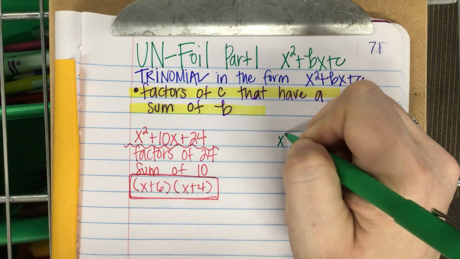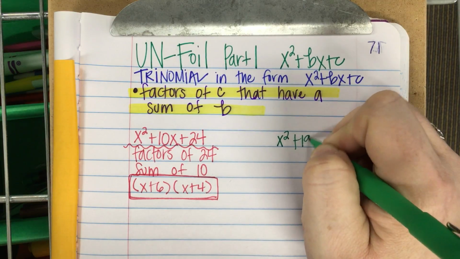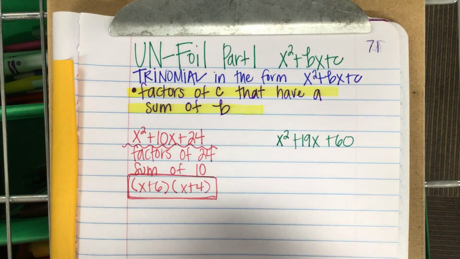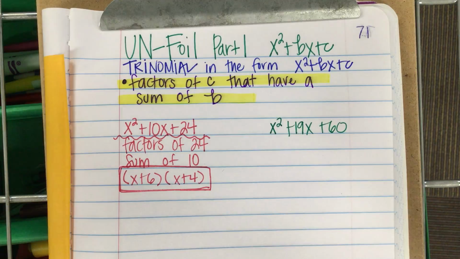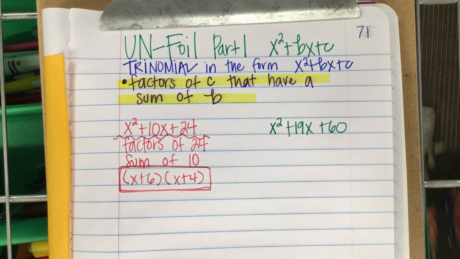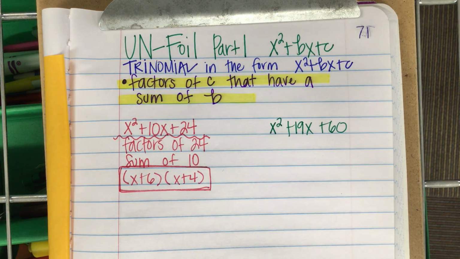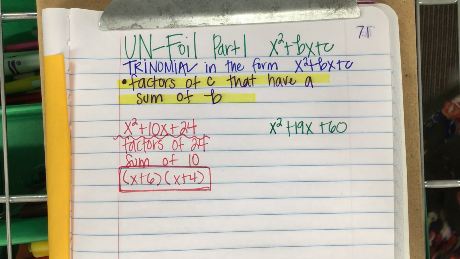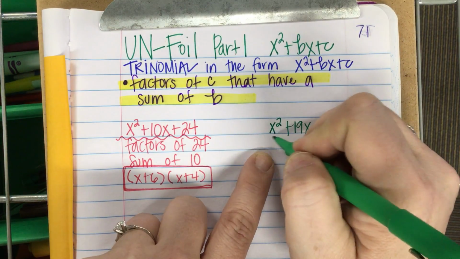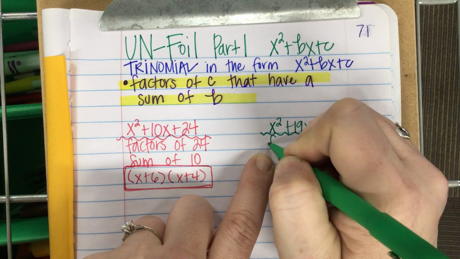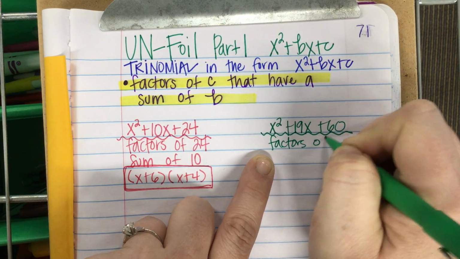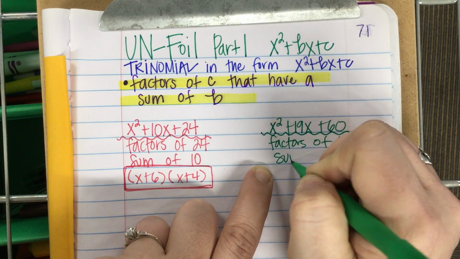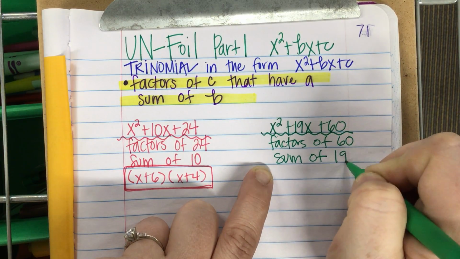Let's try another one. That would be pretty neat. Christmas colors. X squared plus 19x plus 60. So factors of what that have a sum of what? Factors of 60 that have a sum of 19.